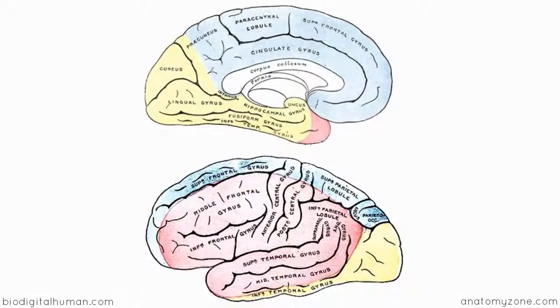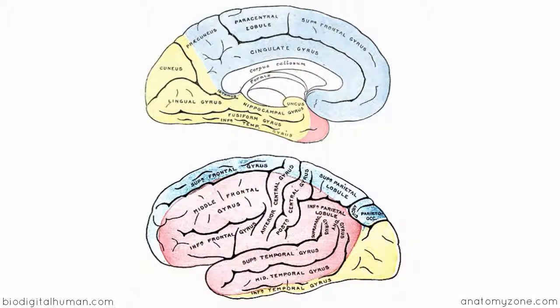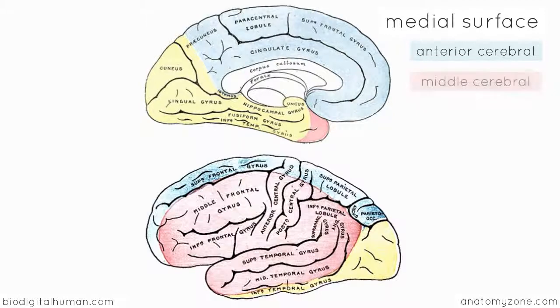So I've just switched over to two diagrams of the brain. The top diagram shows the medial aspect of the brain, and what it shows is that the anterior cerebral artery, which is represented by the blue shaded area, supplies the medial and the superior and lateral aspects of the cerebral hemisphere. So the middle cerebral artery is represented in red, and the posterior cerebral artery is represented by the yellow shading.